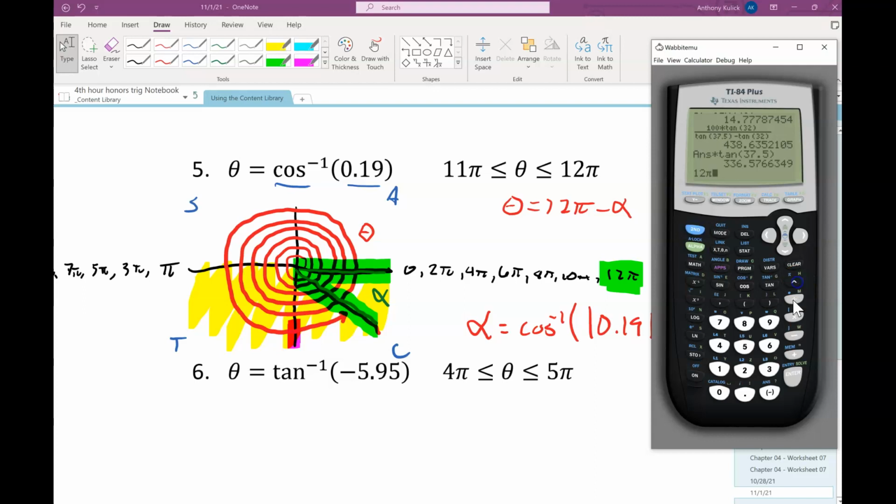So 12 pi minus cosine inverse of 0.19, but I think I had to change my calculator to degree mode earlier today. Yep. So I'm going to put it back into radian mode there. So when I do that, I get 36.32.